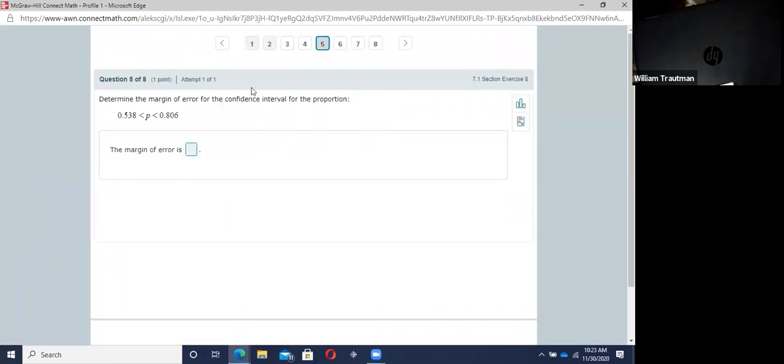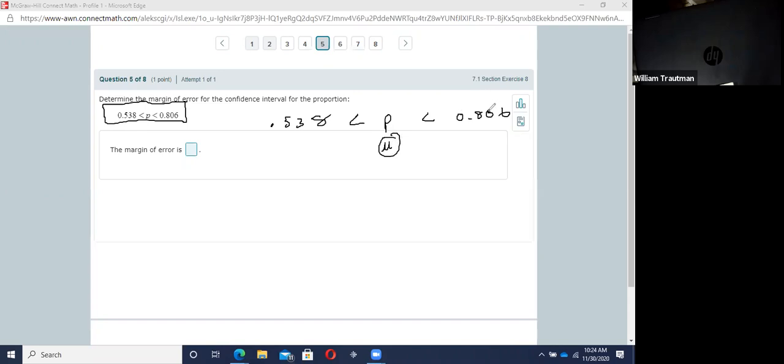Finally, margin of error. So this is a confidence interval: 0.538 and 0.806. We want to find the average. First, we want to find what this average is. And if we add the low and the high up and divide by 2, we can find the average.